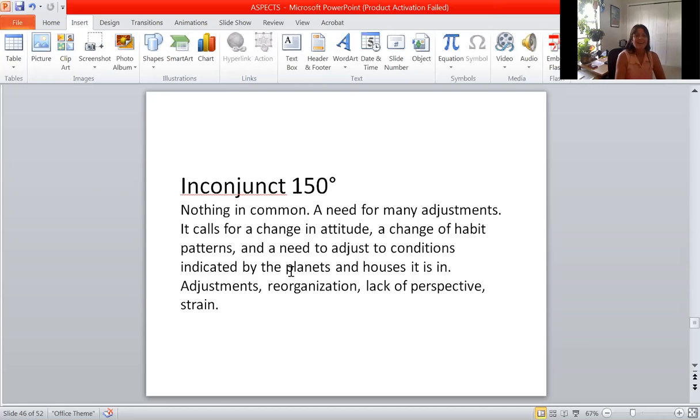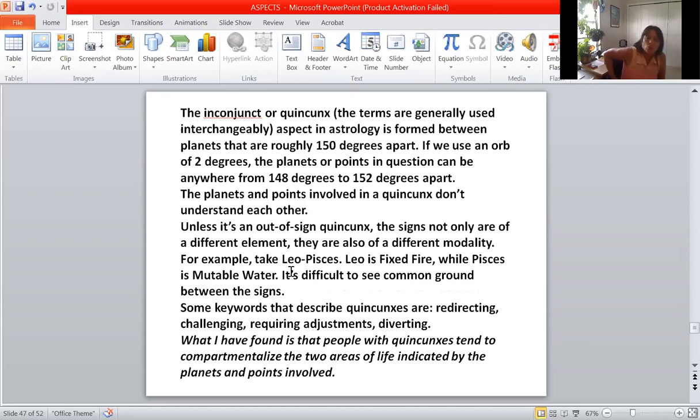Okay. So the inconjunct or quincunx is another name for it. These terms are generally used interchangeably. So these are when they're 150 degrees. We'll talk about orbs in a minute. If we say a couple degree orb, that could be 148 or 152 degrees apart. So these planets, they don't really understand each other.